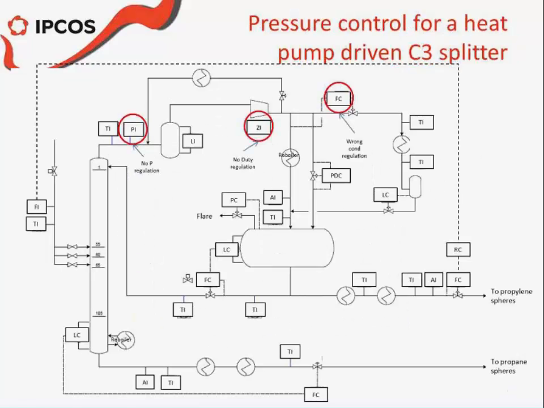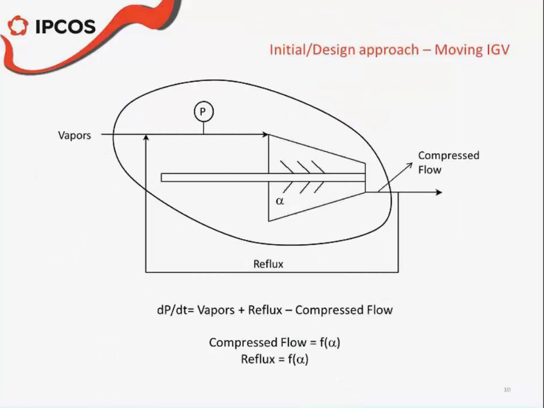The reason why they didn't have this pressure under control was because the initial approach, the initial design they had for it, was to try to control or regulate that pressure with the inlet guided vanes. Regulate the pressure by moving the inlet guided vanes. It was never working, and the reason why is explained here.